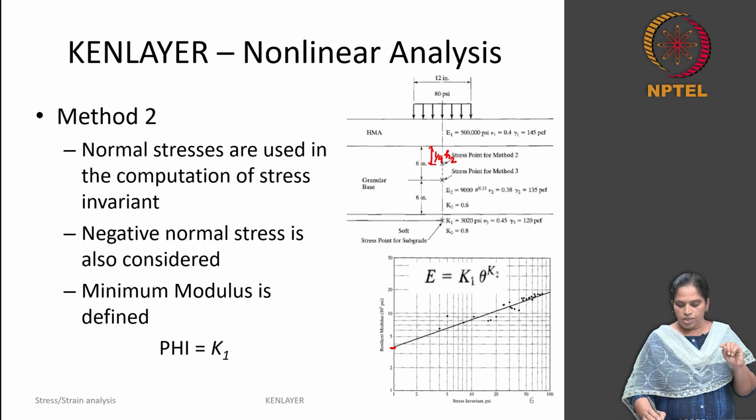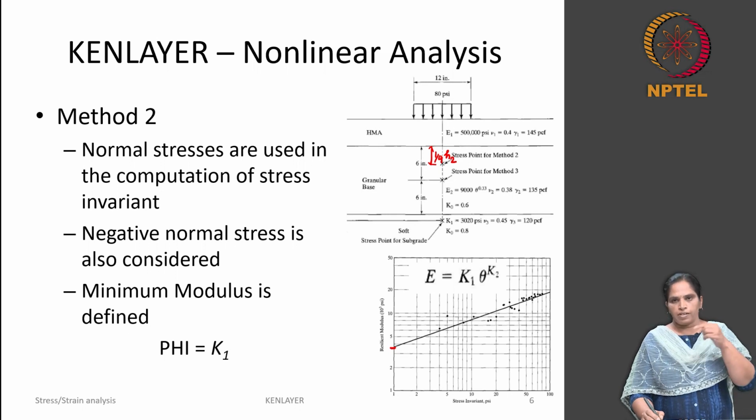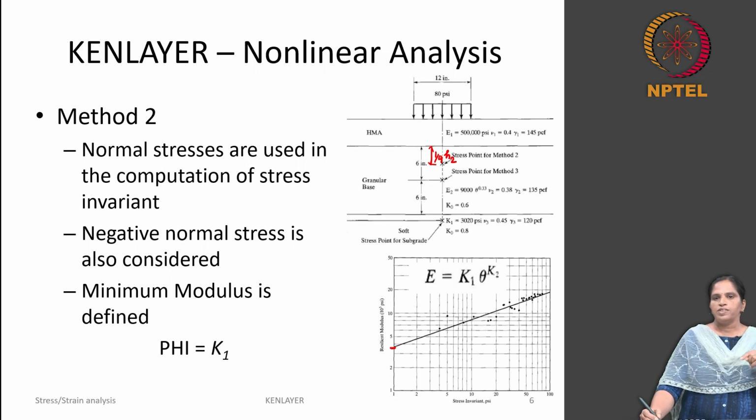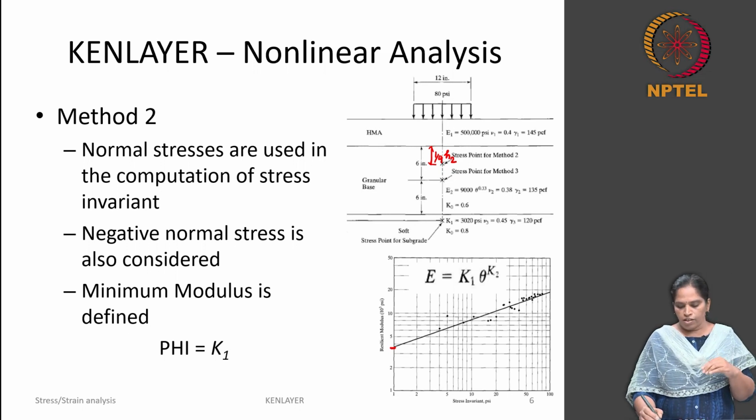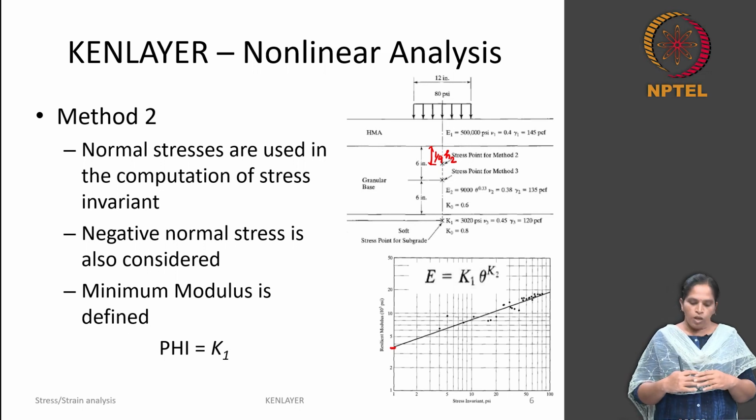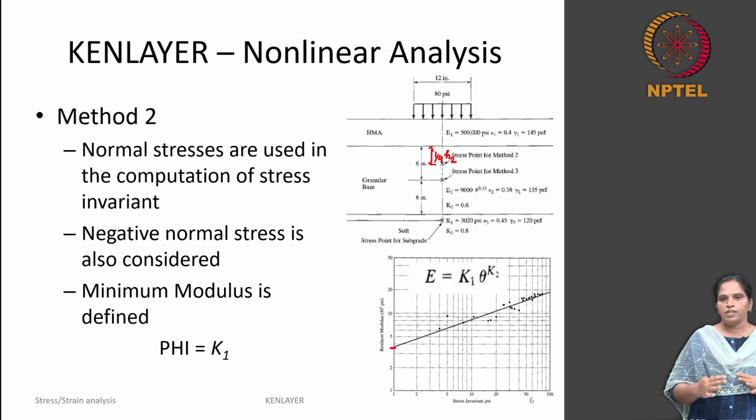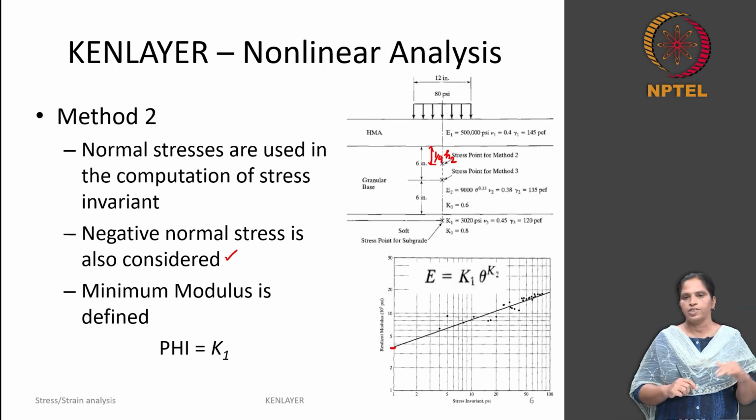So, you assume a seed modulus value, determine the stress at this location, compute back the modulus value and iterate this process. Since this point is very near to the loading conditions, there may not be any chance of negative normal stresses. So, you don't need any adjustment here. Even if it is a negative value, it may be very small, so you can consider the negative normal stress as such.